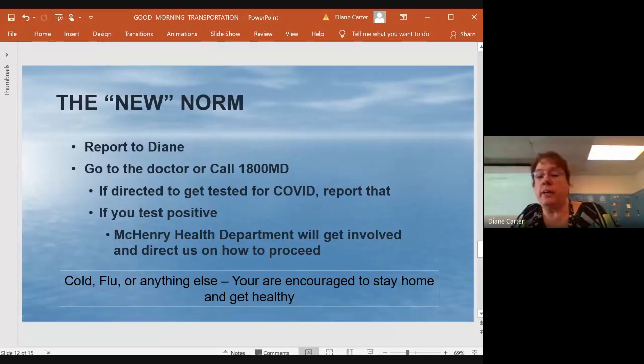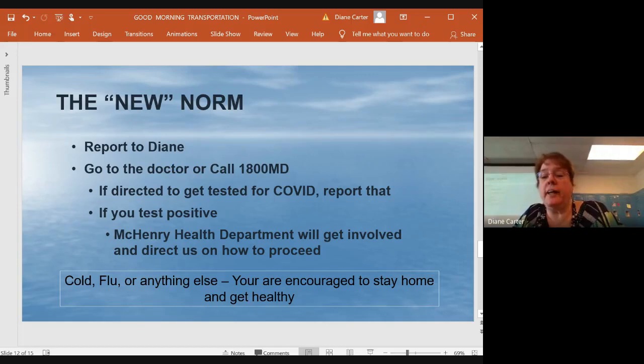If they direct you to go get a COVID test, you're going to give that report to me. And if you test positive from that COVID test, that will get reported to the McHenry Health Department, and they will get involved and direct us on how we're going to proceed as far as the tracing and what we're going to do with personnel that you have interacted with and students and things like that. That's their call at that point.